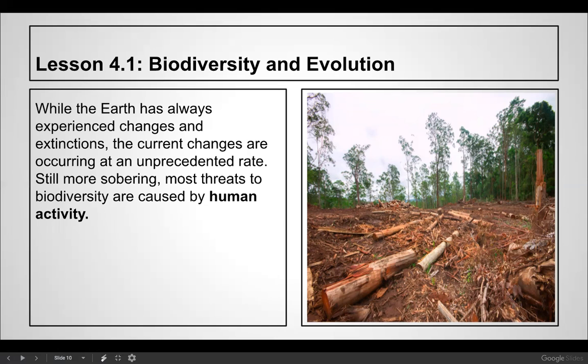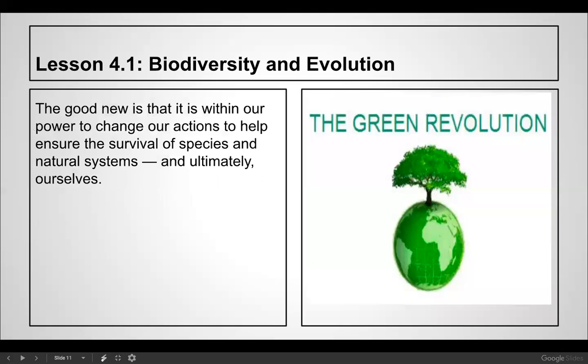While the Earth has always experienced changes and extinctions, the current changes are occurring at an unprecedented rate. Still more sobering, most threats to biodiversity are caused by humans. The good news is that it is within our power to change our actions to help ensure the survival of species and natural systems, and ultimately ourselves. That's known as the Green Revolution.